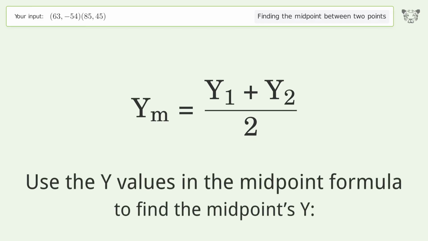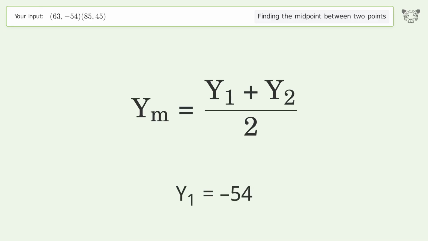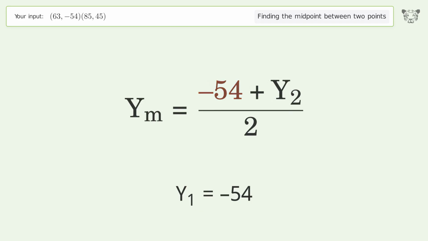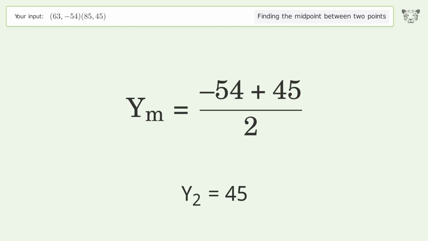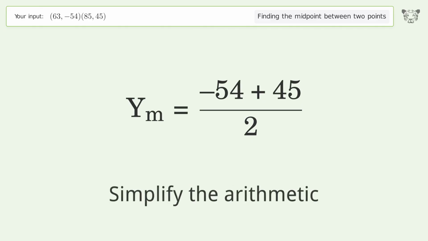Use the y values in the midpoint formula to find the midpoint's y. y1 equals -54. y2 equals 45. Simplify the arithmetic.